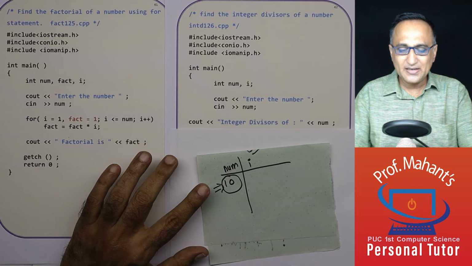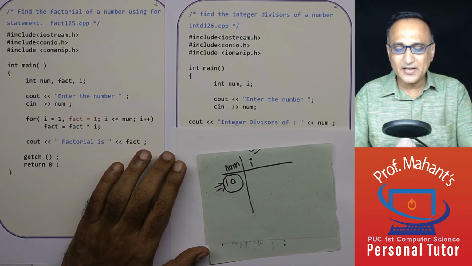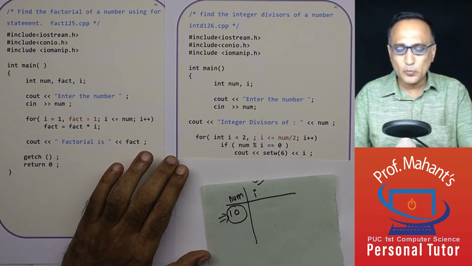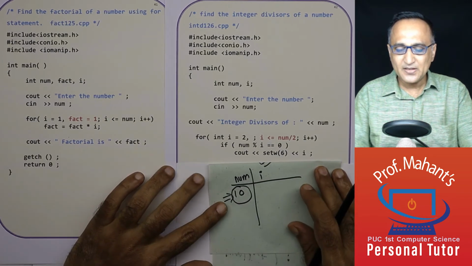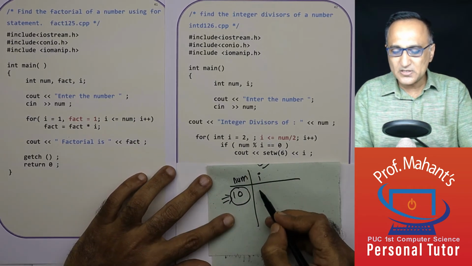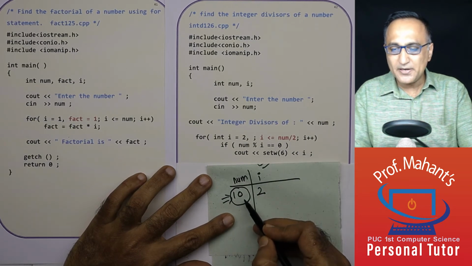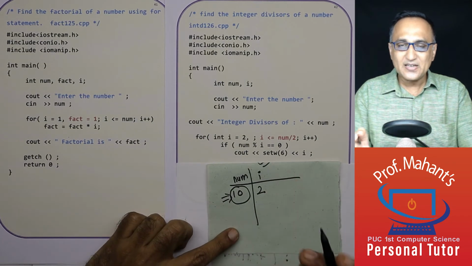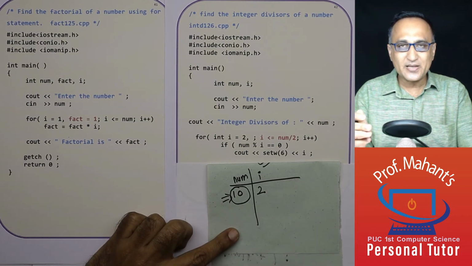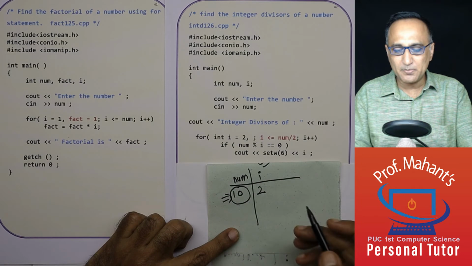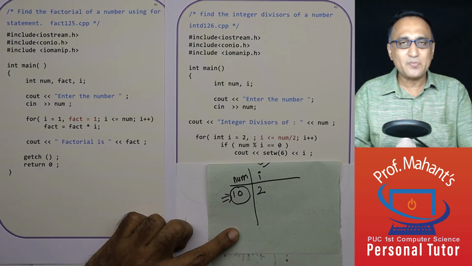Then I am saying integer divisors of 10 are going to be found using the for loop. So just see how it is done. Here I am saying I is 2, starting from 2. Is 2 less than or equal to 10 by 2, which is 5? Why am I doing number by 2? Because the last number which can divide 10 is going to be 5. No number greater than half of that number can divide that original number. So for example, if I have 25, the biggest number which can divide 25 would probably be 13. There's no point in going beyond 13.